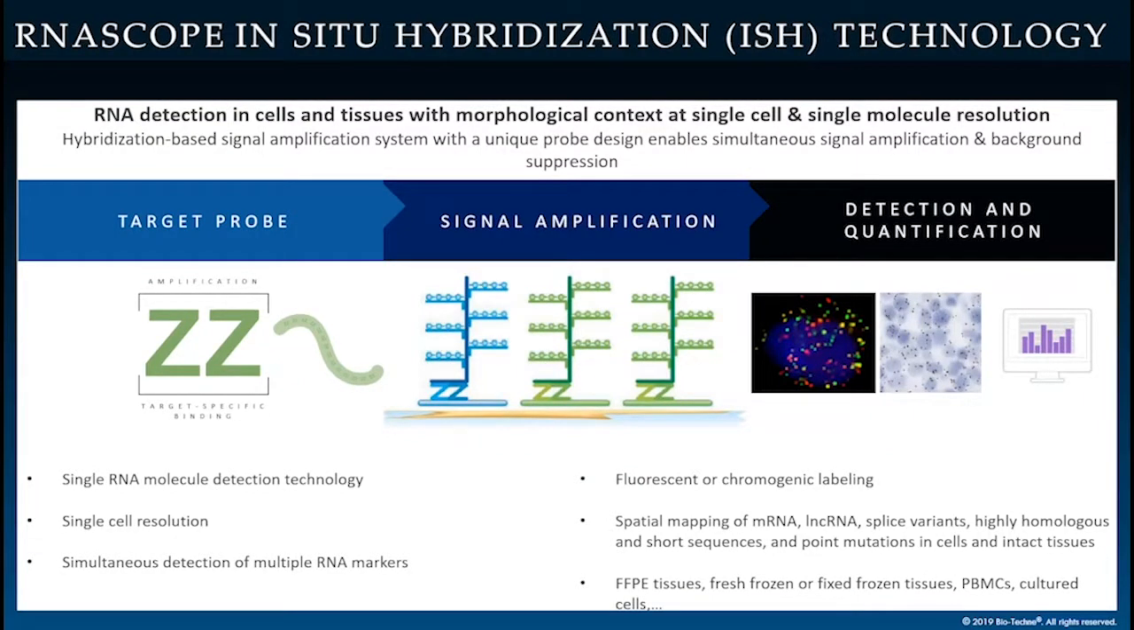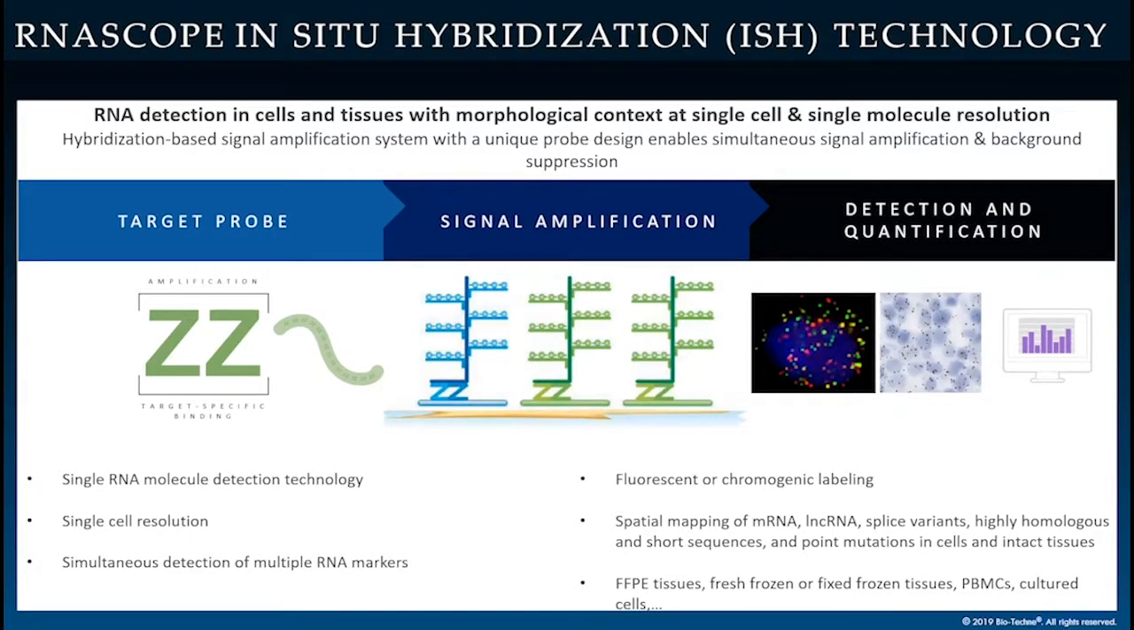The RNAscope technology is an ideal spatial analysis solution to interrogate complex tissues. It is both a highly specific as well as a sensitive method to detect RNA biomarkers in cells and tissues while giving you that morphological context. But then you can do all of this at a single cell resolution or a single molecule resolution.